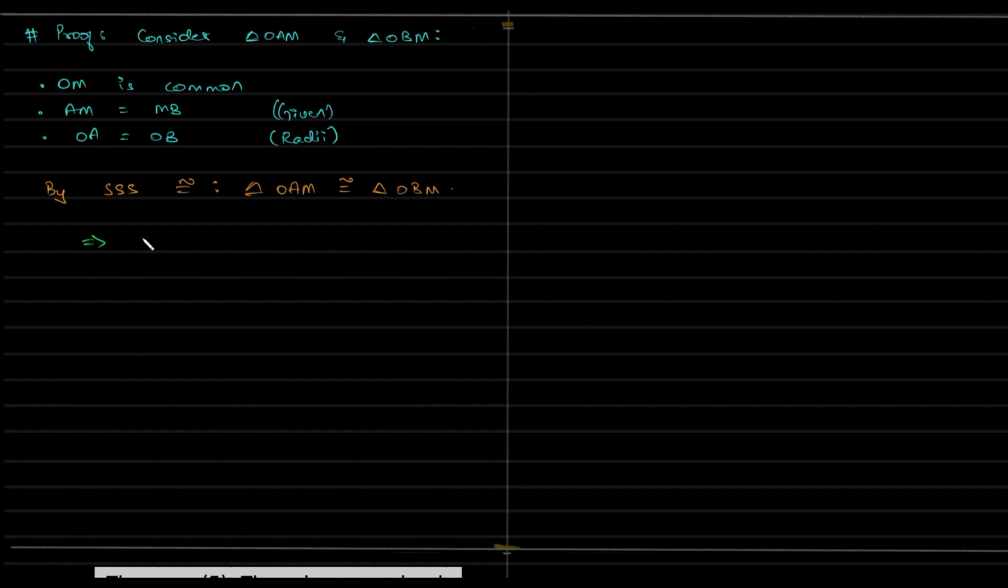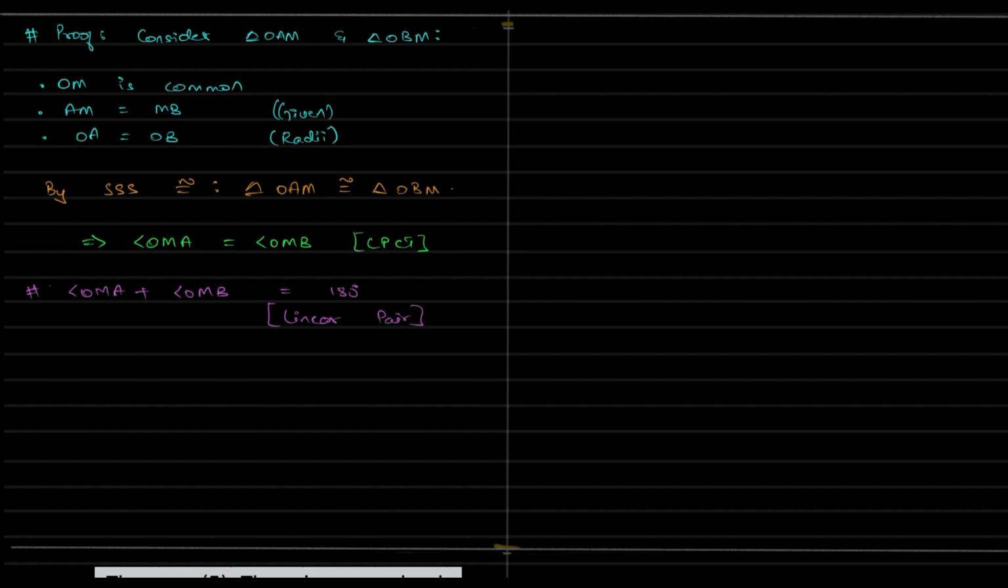This implies angle OMA is equal to angle OMB, CPCT. Okay, and we have angle OMA plus angle OMB, which is equal to 180. Reason? What is the reason? Because they are linear pair, they stand on a straight line.